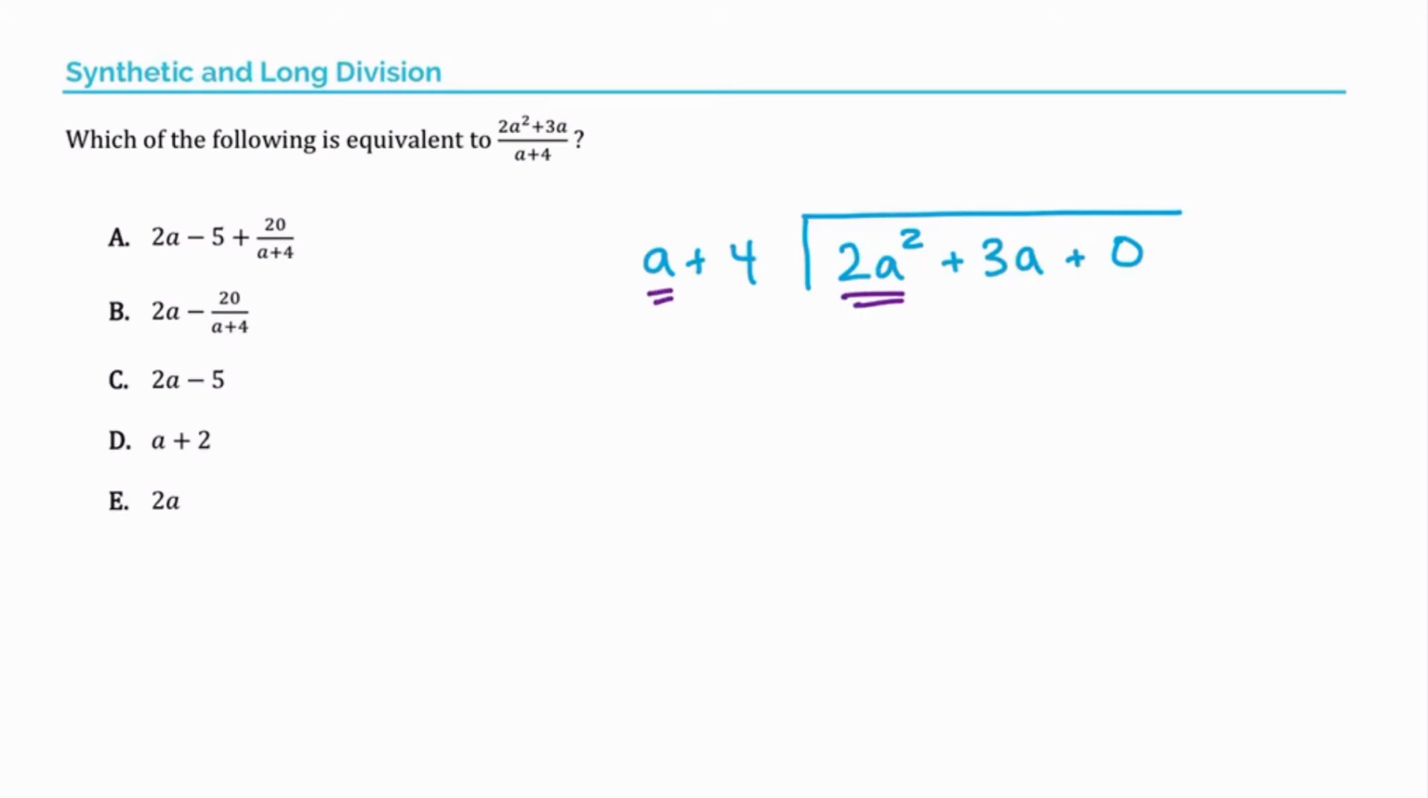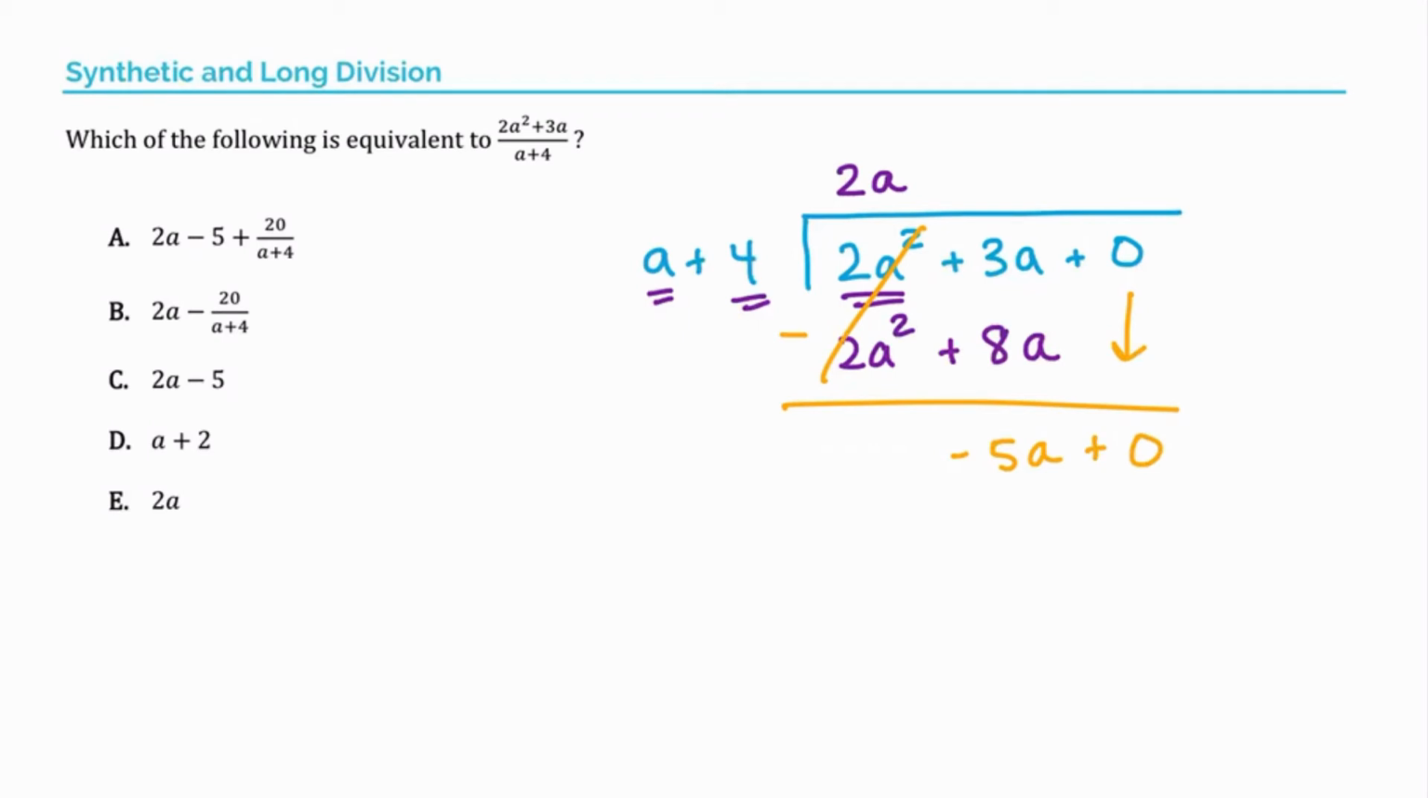A goes into 2a squared, 2a times, right? That's because a times 2a is 2a squared. I do 2a times a, 2a squared. Remember, the whole point is that I stack them, so when I subtract them, they go away. Then I'll do 2a times positive 4, which is plus 8a. Our next step, of course, is to subtract. We subtract because we want to cancel that first term. 3a minus 8a is negative 5a, and then I carry down the plus 0.